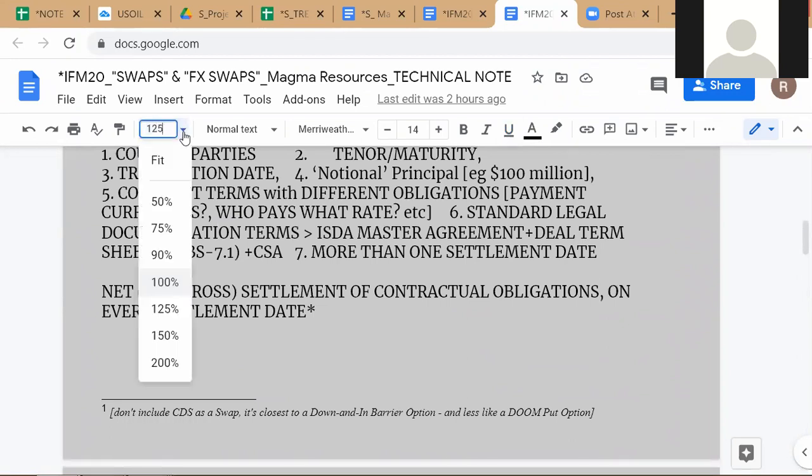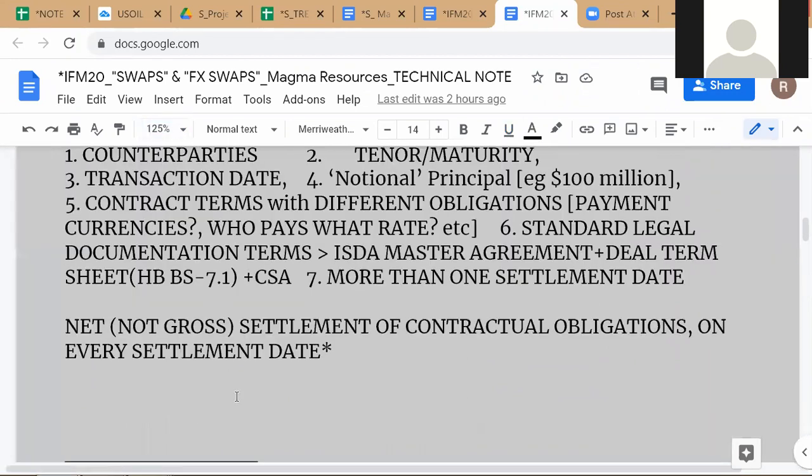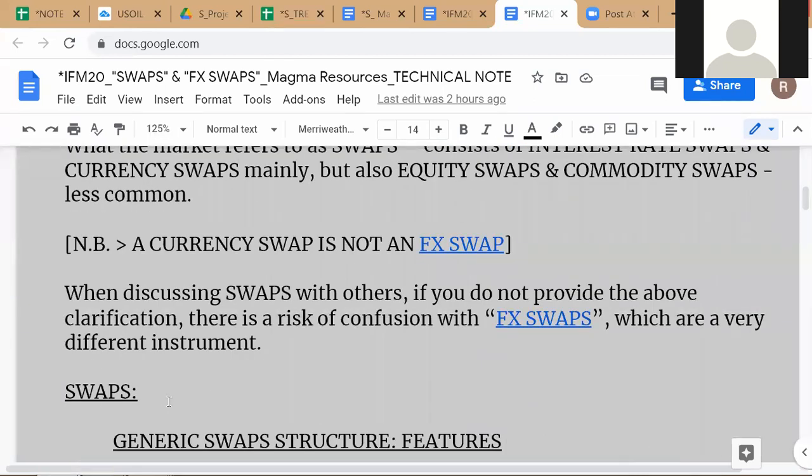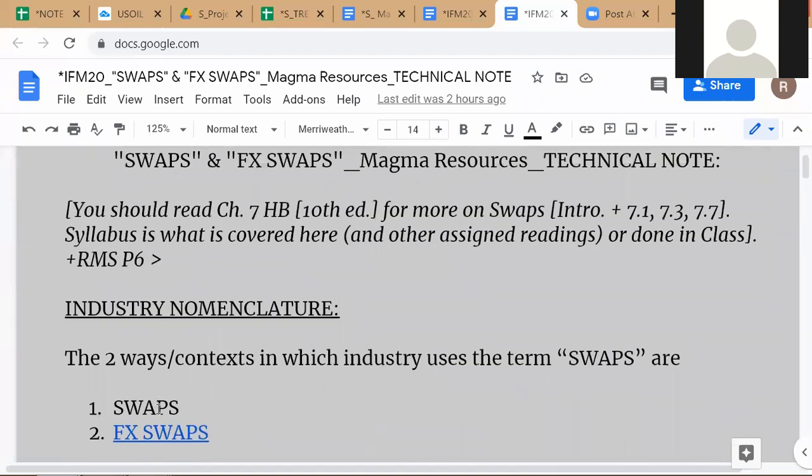So right now our main objective is not so much to be in a hurry to answer the questions of the case, but really to have a very good understanding of swaps, at least of what are referred to as swaps. We may not have time to go into FX swaps, all right?